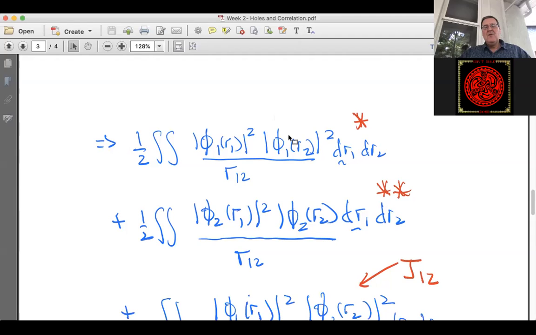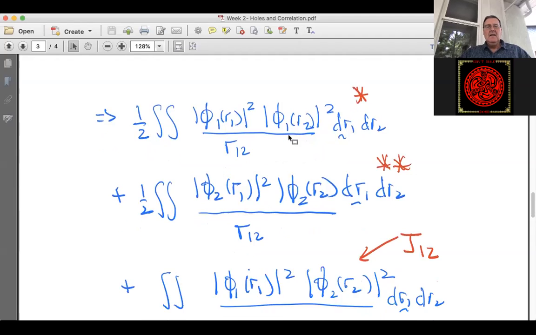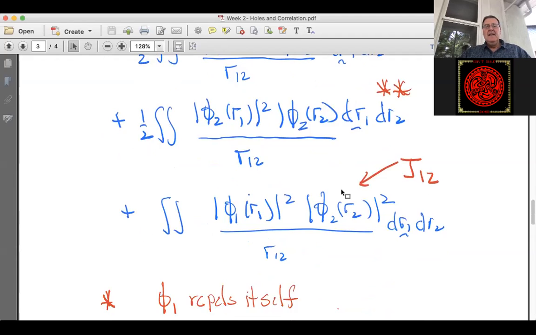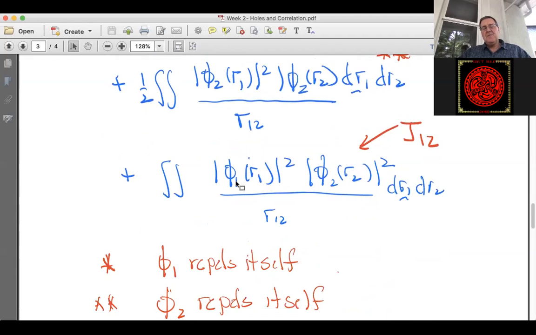This is phi 1 repelling itself. I get a similar term that's phi 2 squared times phi 2 squared. Oops, sorry, it should be squared there. And then I get a similar pair of terms, but I've just lumped them together because the extra electron labeling has no impact on this. It's the repulsion of orbital 1, phi 1 squared, times orbital 2, and then I get the repulsion.